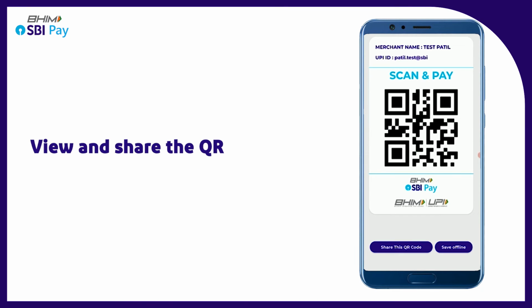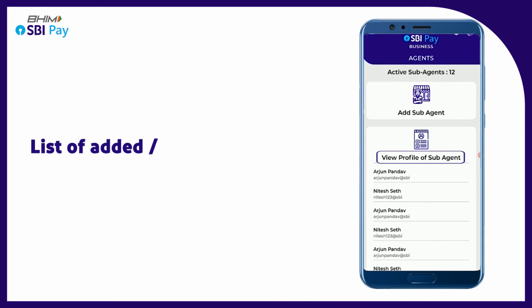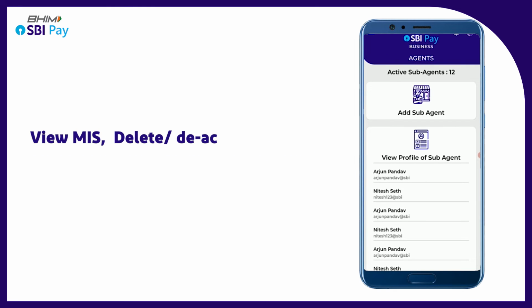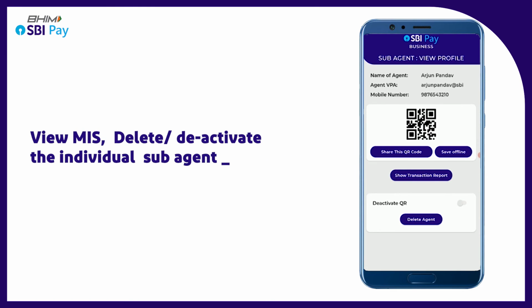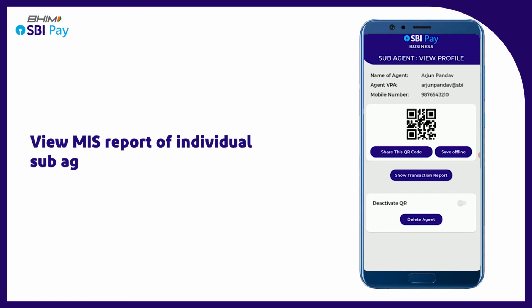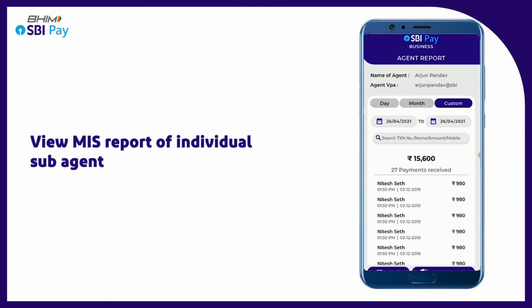Enlarge the QR code of the sub-agent by clicking on it, which can be saved and shared with anyone for collecting money. View the list of active sub-agents in the Agent tab. On clicking the name of the agent, the merchant gets an option to view the MIS of the individual sub-agent and can even deactivate or delete the sub-agent. Get the MIS reports of individual agents by clicking Show Transaction Report.